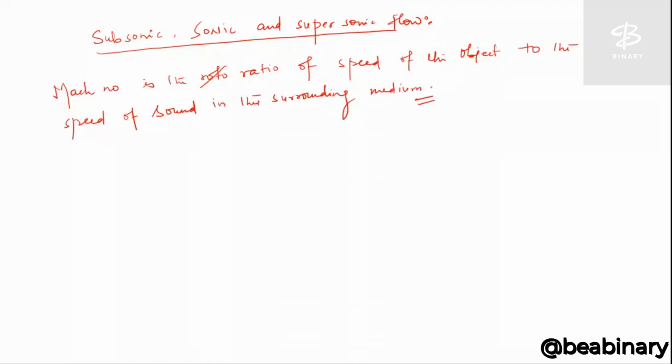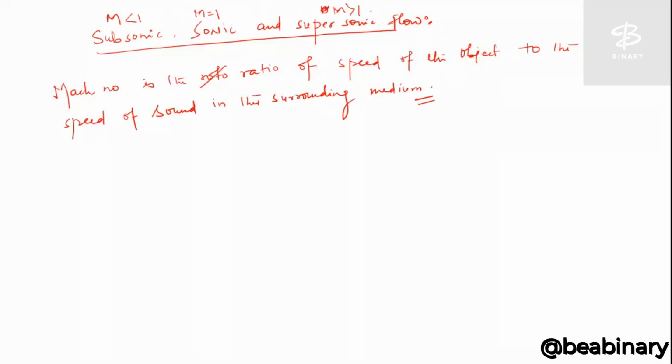So in case of subsonic flow, Mach number is less than 1, whereas in case of sonic flow, the Mach number is 1, and in case of supersonic flow, the Mach number is greater than 1. Okay.